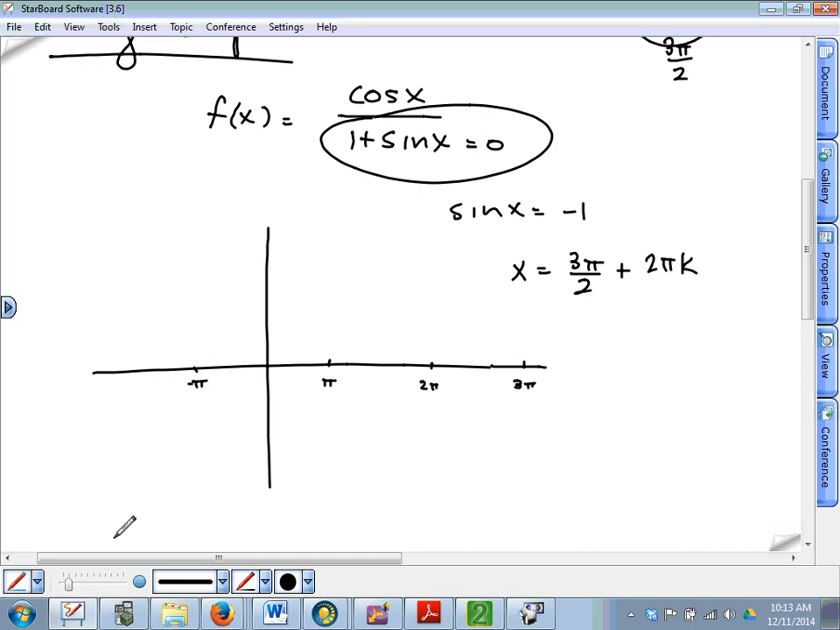Where would 3 pi halves fit into all of this? Come on now. Between pi and 2 pi, so place a vertical asymptote. Where would another one be? Instead of going to the right, I'm kind of running out of room here, so let's move to the left. Where would there be another vertical asymptote?